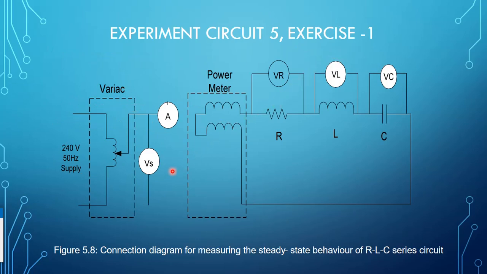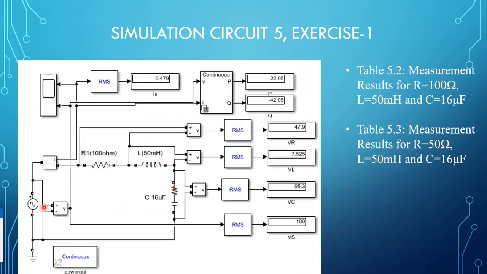In exercise 1, you need to put the variable supply and the RLC series. Then you put the ammeter, voltmeter, and power meter here, and also a voltmeter on each element of R, L, and C. Let's see the simulation circuit. It consists of an AC input supply and then RLC. Put the ammeter here, voltmeter here and on each element, and the power meter here. This is the power meter for simulating. The input is V and I, and the output is P and Q.